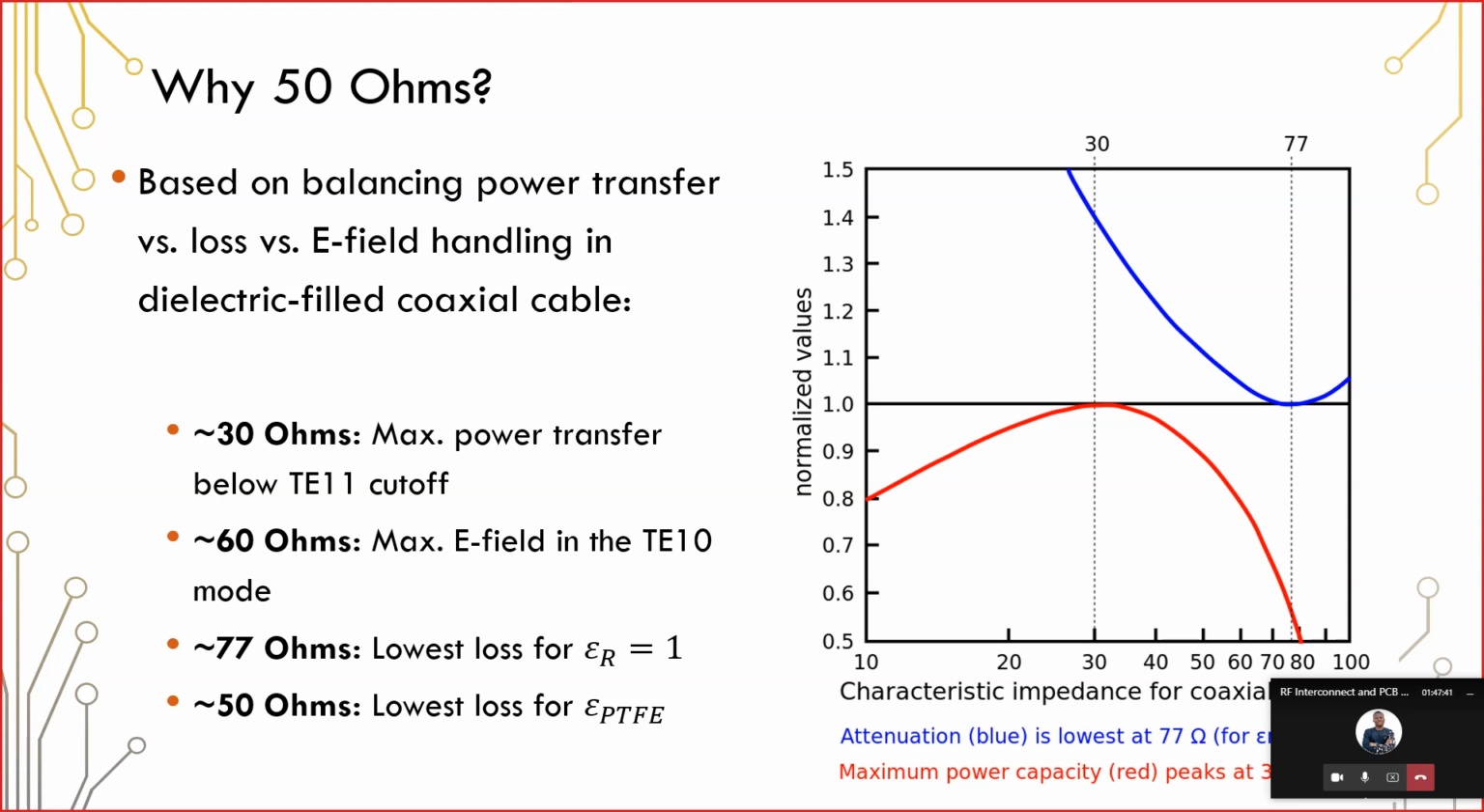We could have settled on 60 ohms, just as an example. We could have settled on 77. There are all sorts of other values that you can use. But based on the available coaxial cables when this guideline was being developed, as it turns out, it's best to just use everything at 50 ohms.